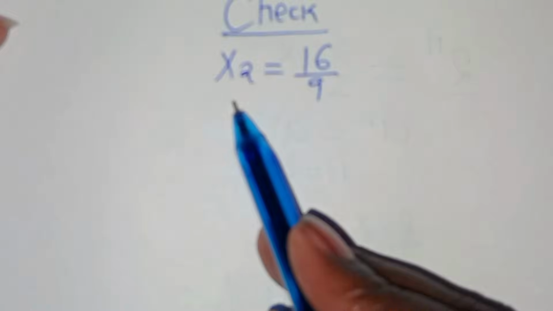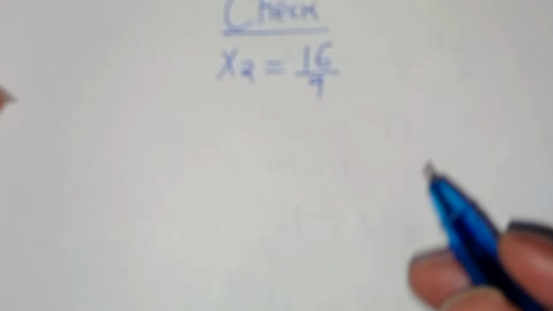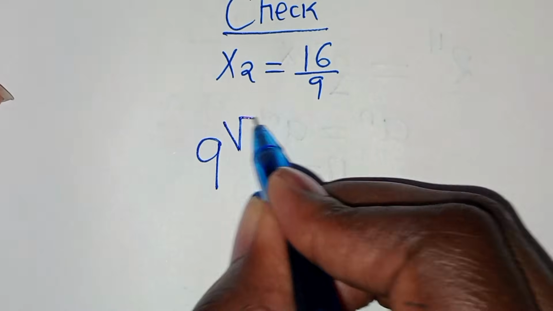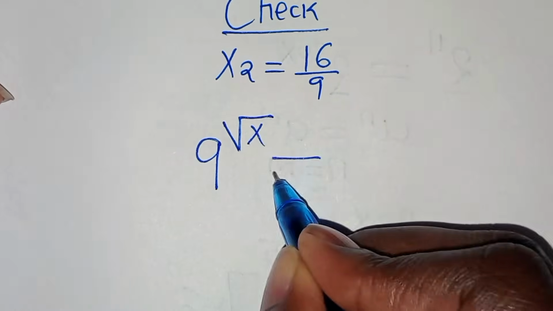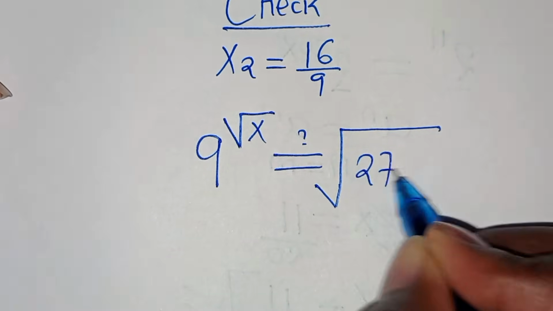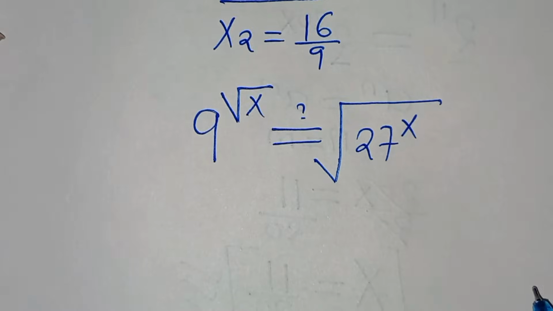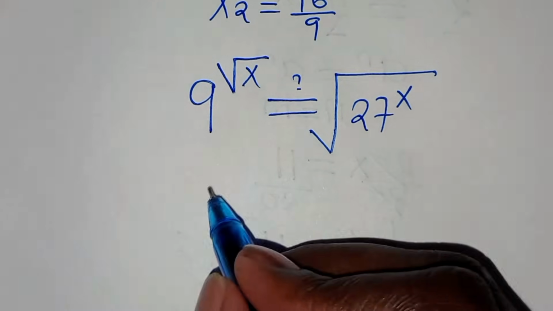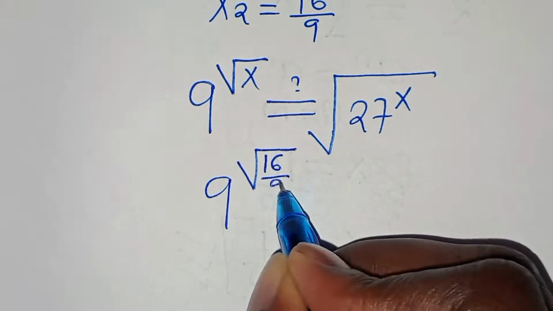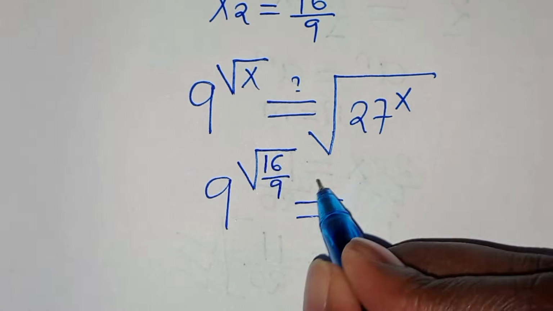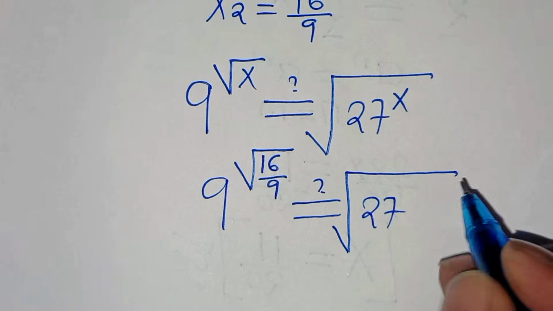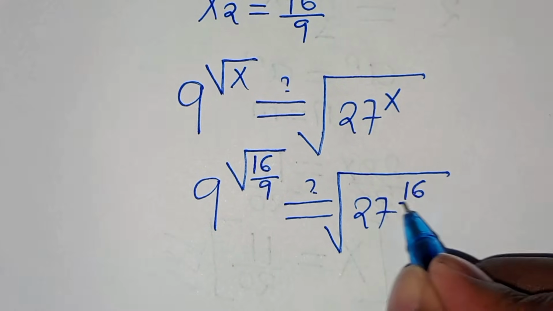Now let's check x2, which is 16 over 9, so that we have 9 raised to the power of square root of x. This should be equal to square root of 27 raised to the power of x. Substituting x, we have 9 to the power of square root of 16 over 9. This should be equal to the square root of 27 raised to the power of 16 over 9.